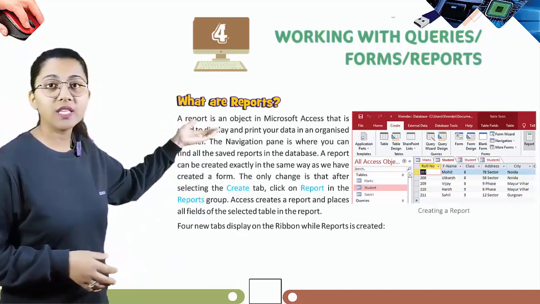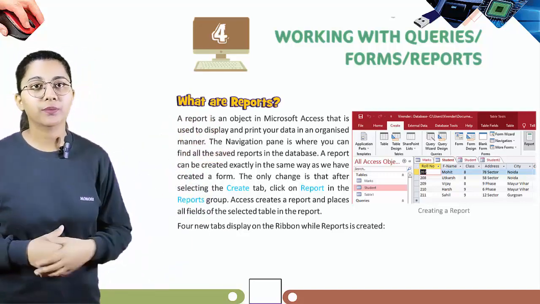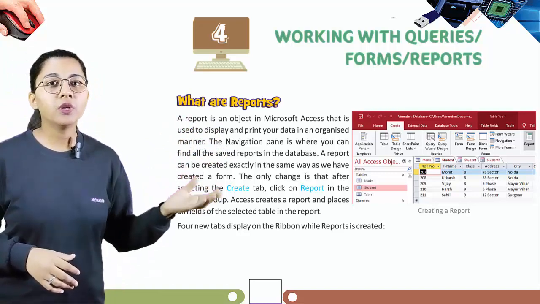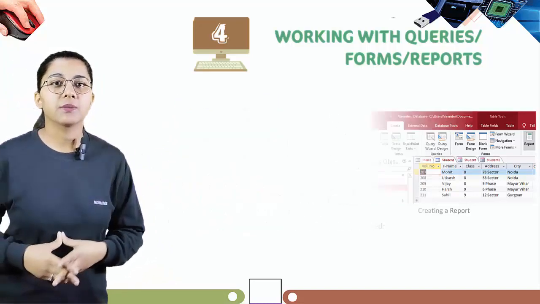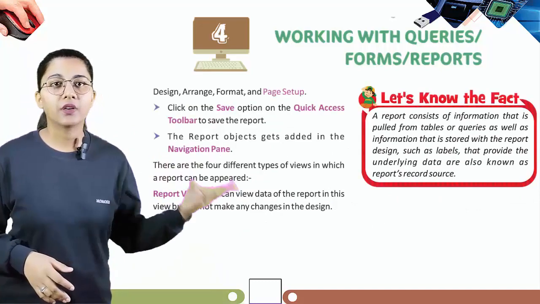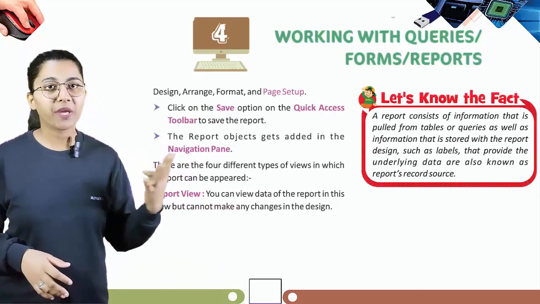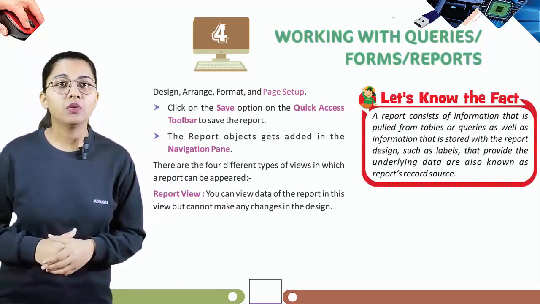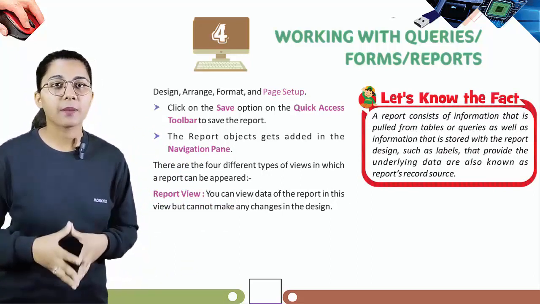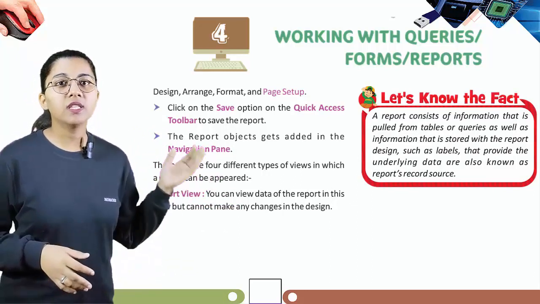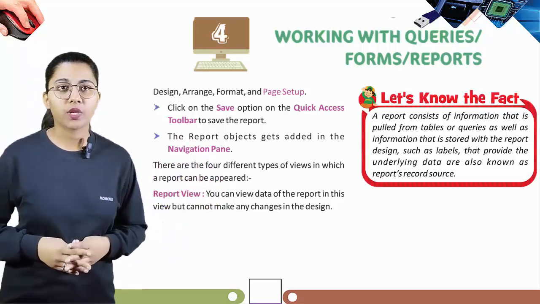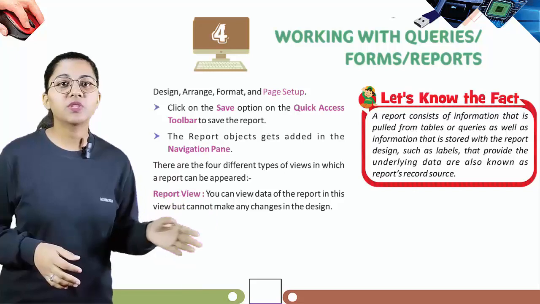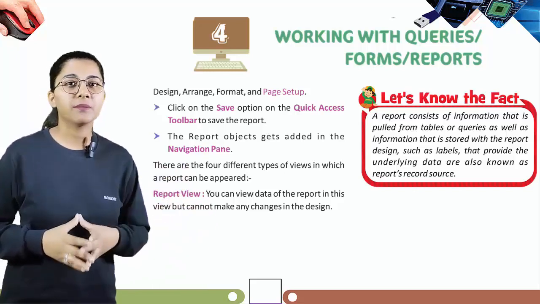Here you can see the interface of creating a report. Now, 4 new tabs display on the ribbon while a report is created. These are Design, Arrange, Format and Page Setup. So now we have some steps. First is click on the Save option on the Quick Access toolbar to save the report. Then next, the report object gets added in the navigation pane.